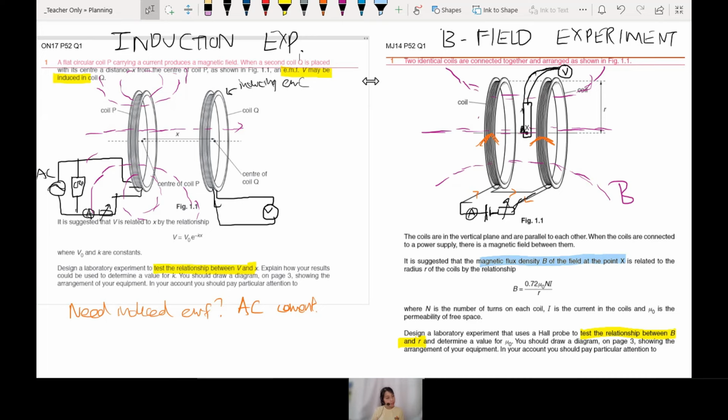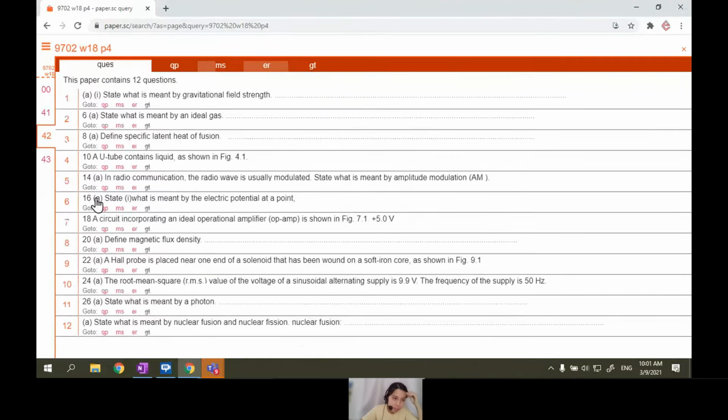How do you tell? This one. Okay, let me go pull it up, while you all stare at this first. I'll just show you. If you want to try, go try, or maybe you already did. So we're going to look at ON18 P42 Q9.